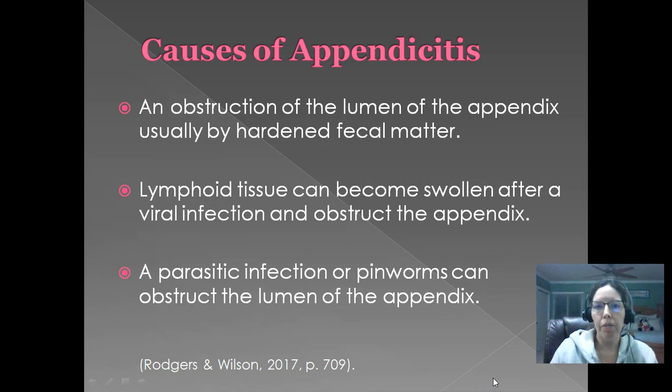So what are some causes of appendicitis? An obstruction of the lumen of the appendix, usually by hardened fecal matter, is one of the most common reasons. Lymphoid tissue can also become swollen after a viral infection, which can obstruct the appendix. And more uncommonly, a parasitic infection or pinworms can obstruct the lumen of the appendix as well.